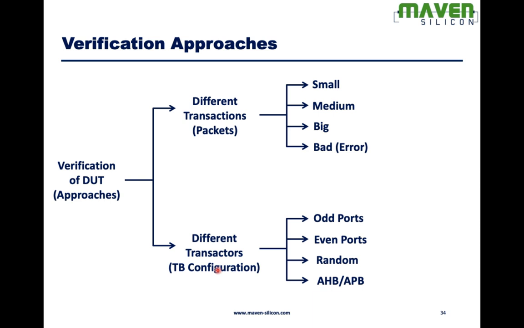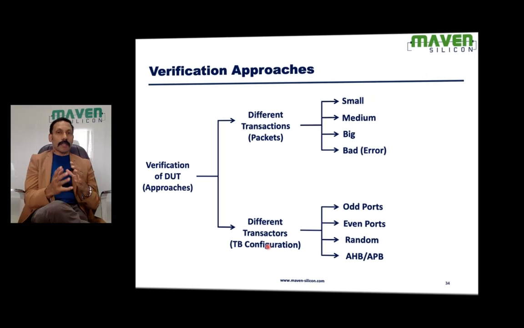The other possible way could be creating different kinds of transactors. Transactors are nothing but Testbench components. Let's say you have a driver which drives all the packets for the router. So you can think of having different kinds of drivers, like a driver which drives packets to only odd ports, a driver which drives packets to only even ports, and packets to only random ports. Or you can have two different kinds of drivers like AHB drivers and APB drivers, and then you can change the connection between AHB and APB.